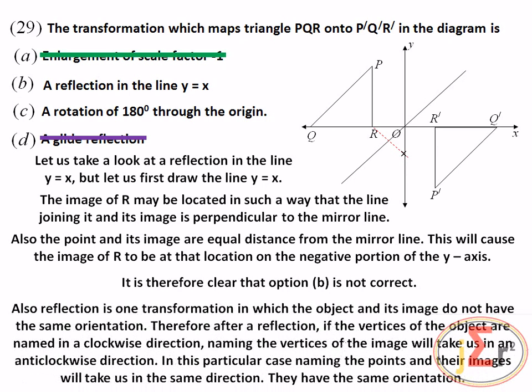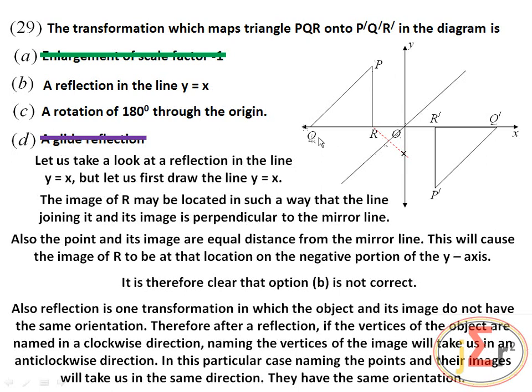Also, reflection is one transformation in which the object and its image do not have the same orientation. Therefore, after a reflection, if the vertices of the object are named in a clockwise direction, naming the vertices of the image will take us in an anti-clockwise direction. So, if we had a reflection, let's look at it. P, Q, R. This is what? Anti-clockwise direction.